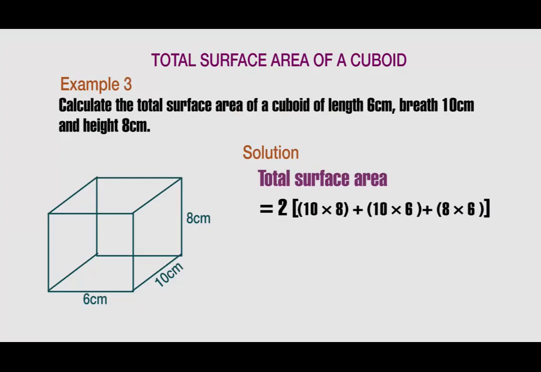If you do the substitution, then you have total surface area equal to 2 into brackets 10 multiplied by 8 plus 10 multiplied by 6 plus 8 multiplied by 6. And that will give us 2 into brackets 80 plus 60 plus 48. If you use our calculators to evaluate that, then we have 376 centimeters squared. That was very good. Shall we take another example?